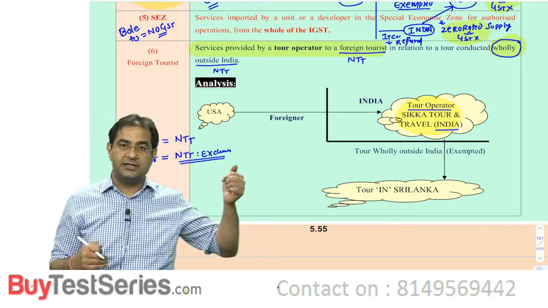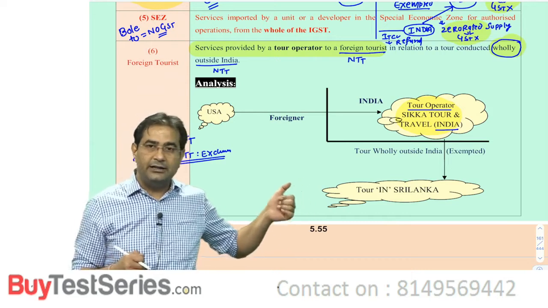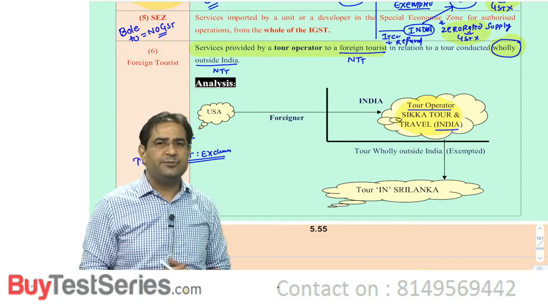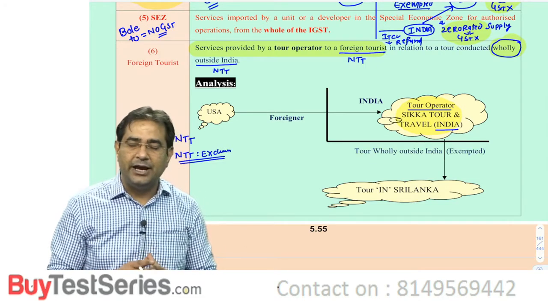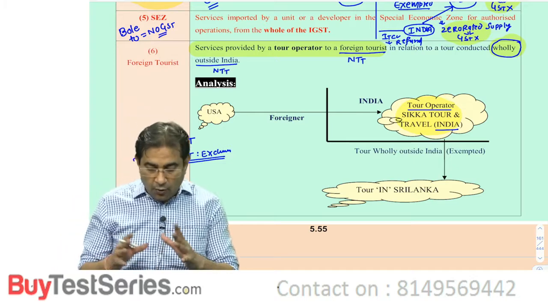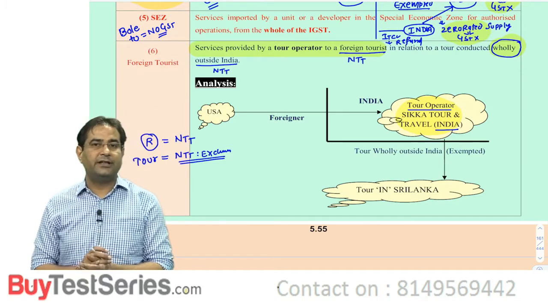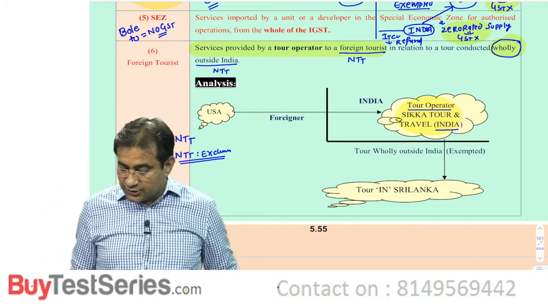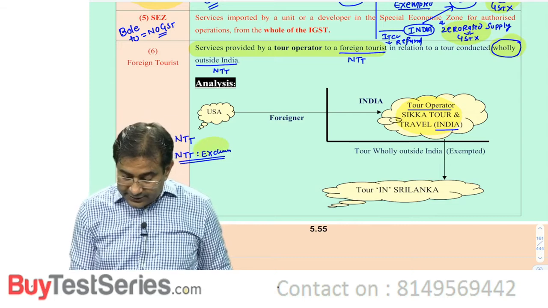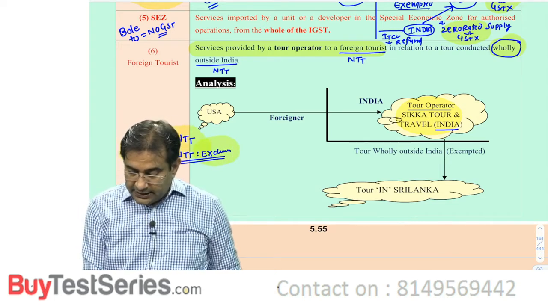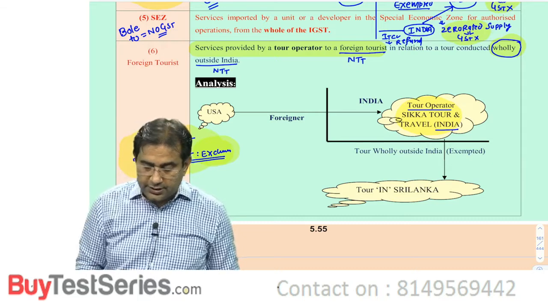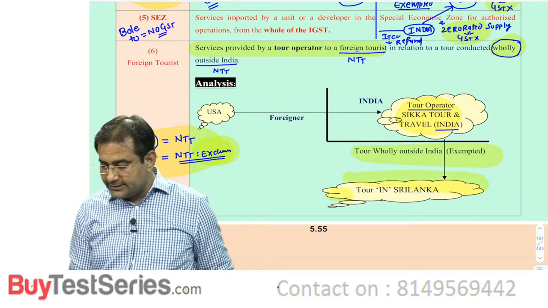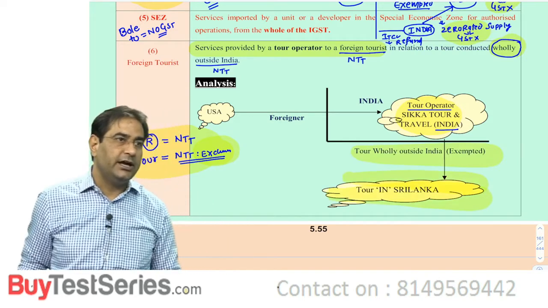When we discuss at that place, we find what the assessable value is. Assessable value is the price actually paid or payable, my dear, and the whole price collected from the foreigner by the Indian tour operator will be liable to GST. Is it okay? So finally remember the word exclusive. The recipient belongs to a non-taxable territory, and the tour is exclusively conducted outside India, only then it will be exempted from GST. Is it okay? Yes, sir.